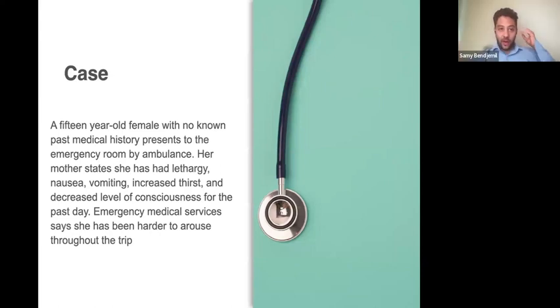All right, as we progress through the rest of the presentation, we're going to follow along a case. Imagine a 15-year-old female presenting to your emergency room by ambulance. Her mother states that she's had lethargy, nausea, vomiting, and decreased level of consciousness for about a day. The healthcare workers in the ambulance tell you that just from the trip from the house to the emergency room, she's been harder to arouse.